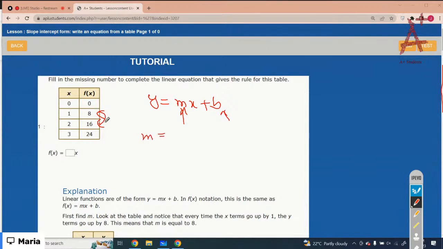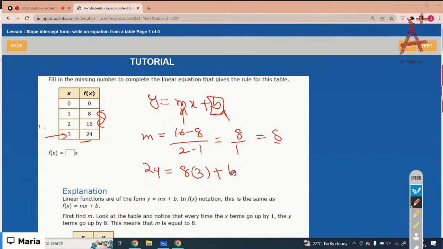m equals change in y, that would be 16 minus 8, over change in x, that would be 2 minus 1. 16 minus 8 is 8 and 2 minus 1 is 1. So that would be 8. Now you have to find the value of b. You have the value of the slope. Just use the slope and any of the points. Let's suppose I'm using the point (3, 24). Got it? It would be y is 24. So 24 equals m is 8 times 3 plus b.